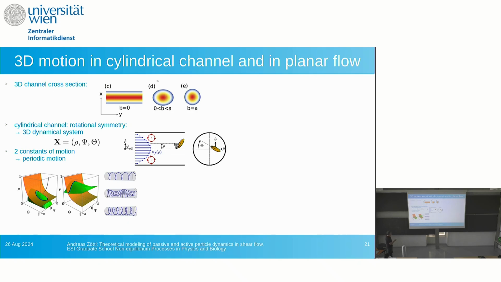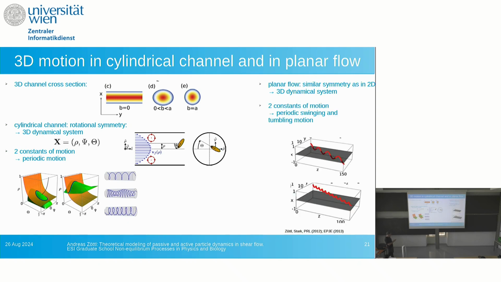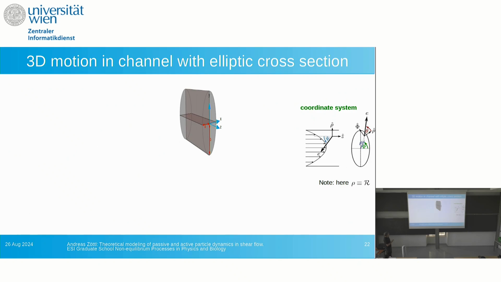phase space, they are divided again by the separatrix. And you get this kind of very complex swinging and tumbling trajectories, for example, in a circular pipe, but also in a planar flow. You get these kind of trajectories. But this is just for fun. You can even go now, and this is now very funny just because the solutions look funny.